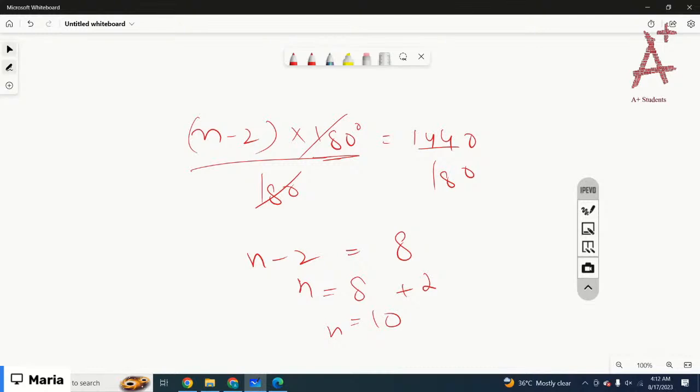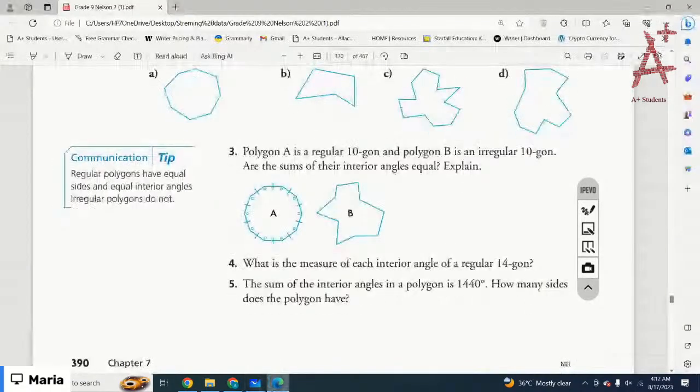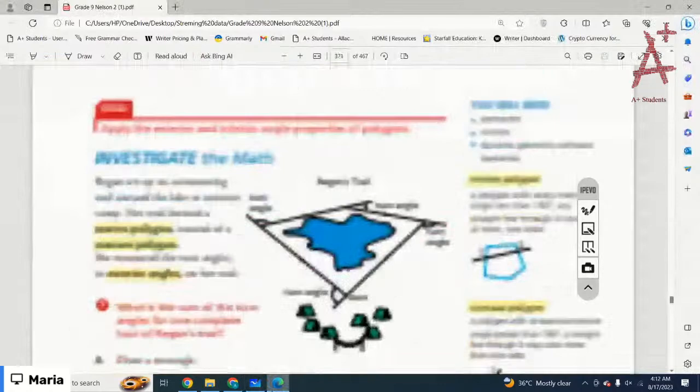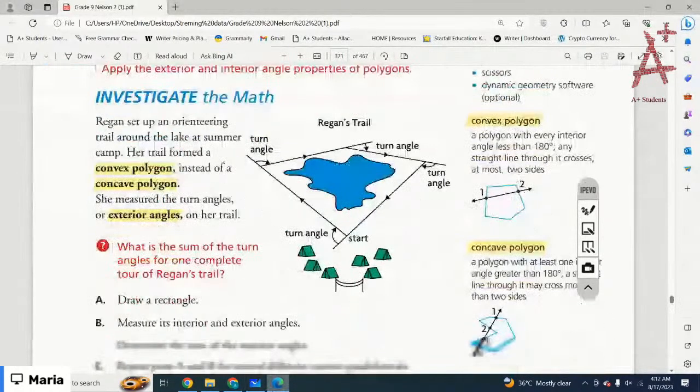Okay, so we are done with the lesson. Let's just start with the next lesson. The next lesson is angle properties of polygons, right? Okay, so you have convex polygons. A polygon with every interior angle less than 180 degrees, where any straight line through it crosses at most two sides, is known as a convex polygon, right?